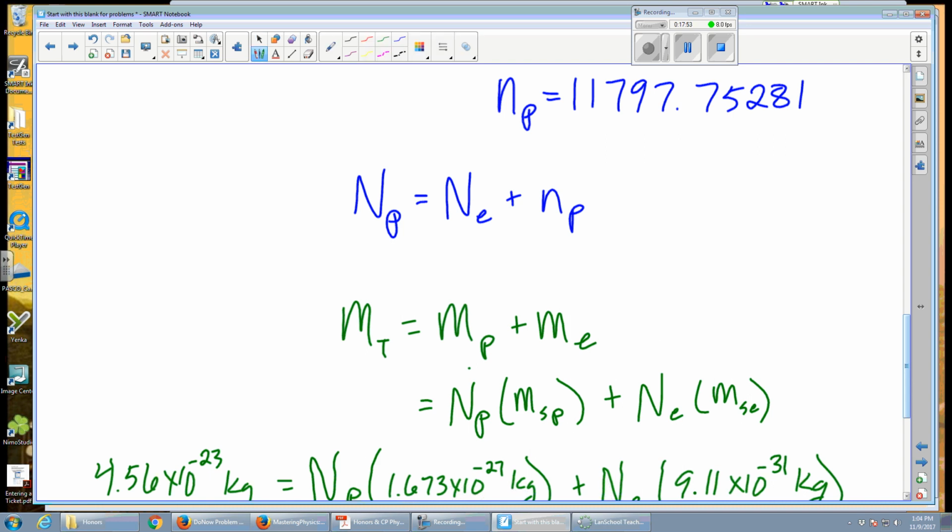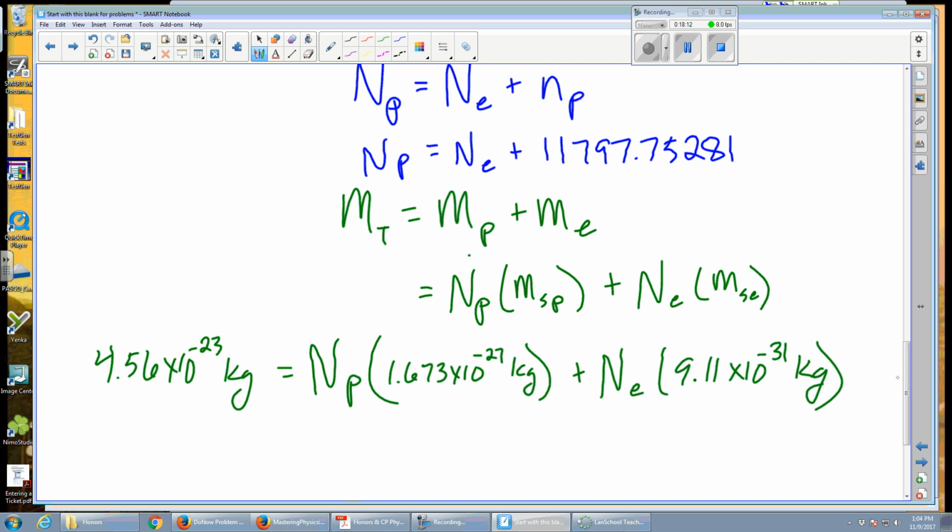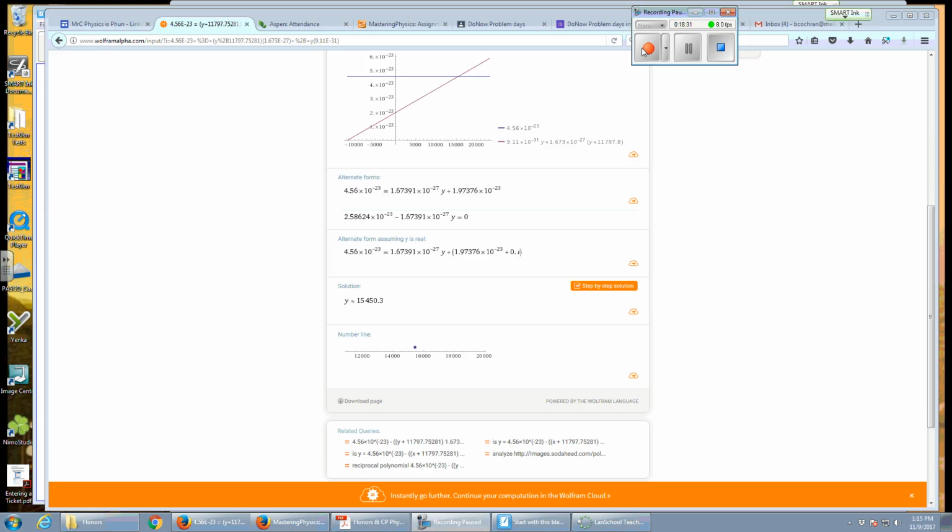Remember, what we're really saying is Ne plus 1197.75281. So I could take that, and I could substitute that whole thing in here, right? Or I could put both equations into Wolfram, separated by a comma, and have it solved. Give it a try. See what you come up with. We'll pause for a minute while you try it, and I'll try mine.